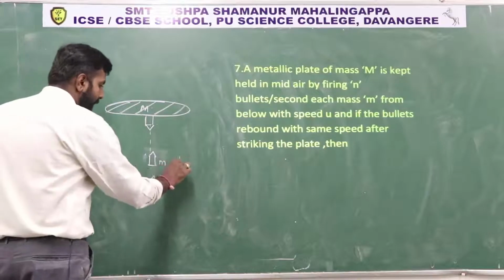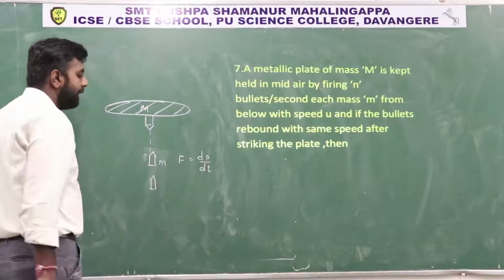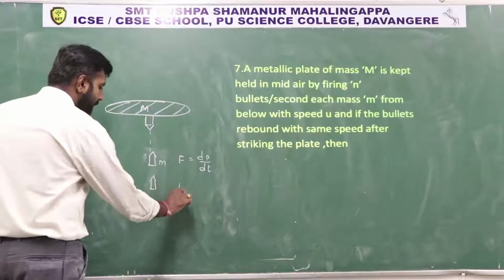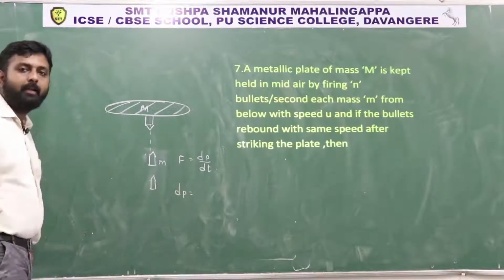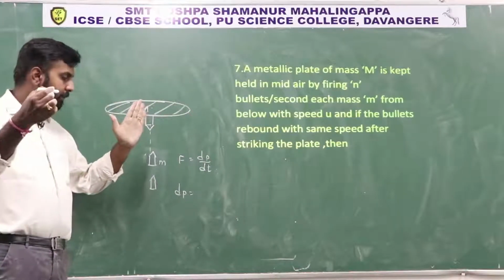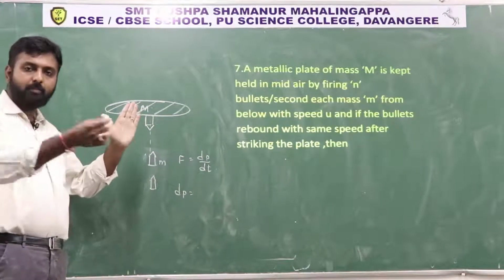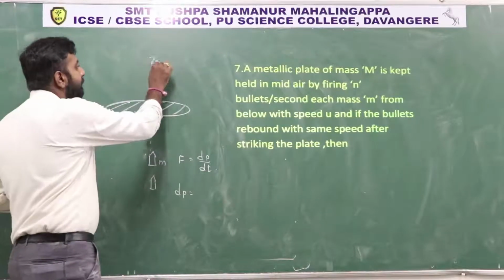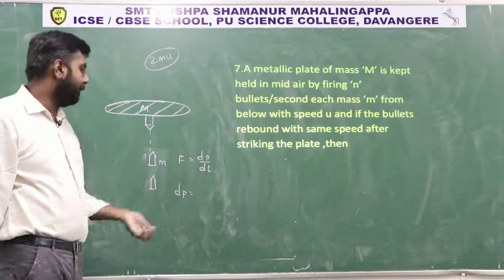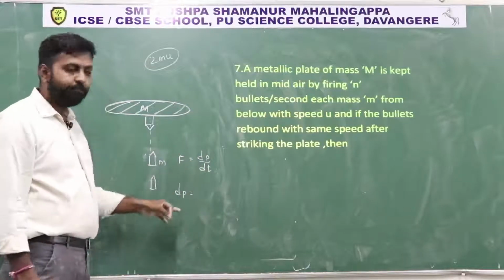Then F equals dp by dt, from Newton's second law. What is the change in momentum? A particle moving with some velocity u colliding with a wall and rebounding with the same speed, as in the second application, you know that the change in momentum is 2mu. Per second, dt can be considered as 1.